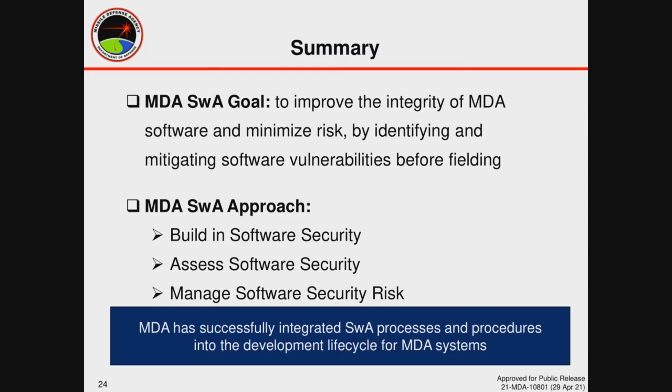So, in summary, the goal of our agency's software assurance program is to improve the integrity of the Missile Defense Agency's software and minimize its risk. And it does that by identifying and mitigating software vulnerabilities before it's fielded. The agency accomplishes these goals by using a three-step approach that includes, first, building software security into the development process by levying key software assurance requirements on the contractor and then verifying those requirements at engineering technical review milestones or through normal program element oversight. It also includes performing an independent assessment of software assurance as part of its software IV&V activities. And finally, it includes managing any unmitigated software vulnerabilities in accordance with MDA instructions.